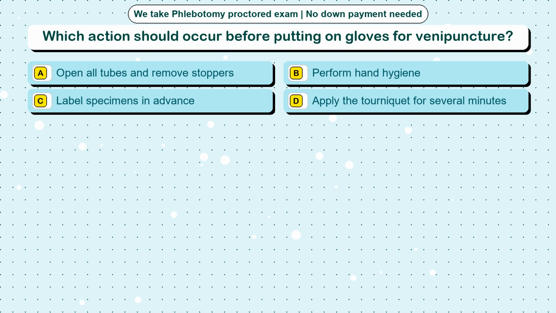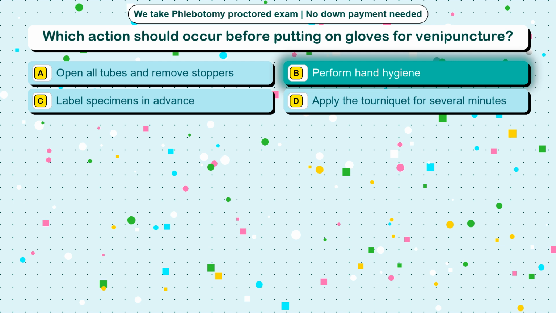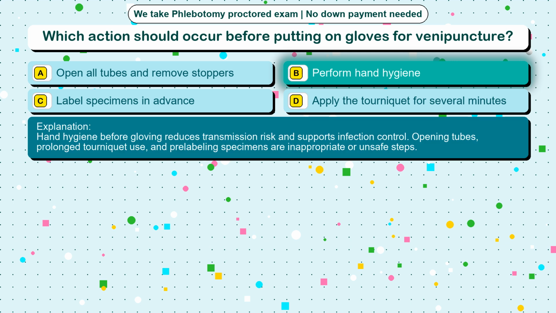Question 42. Which action should occur before putting on gloves for venipuncture? Option A. Open all tubes and remove stoppers. Option B. Perform hand hygiene. Option C. Label specimens in advance. Option D. Apply the tourniquet for several minutes. The correct answer is option B. Perform hand hygiene. Hand hygiene before gloving reduces transmission risk and supports infection control. Opening tubes, prolonged tourniquet use, and prelabeling specimens are inappropriate or unsafe steps.